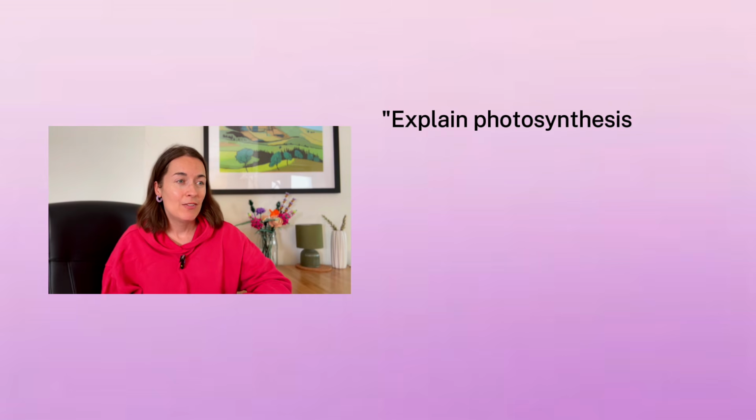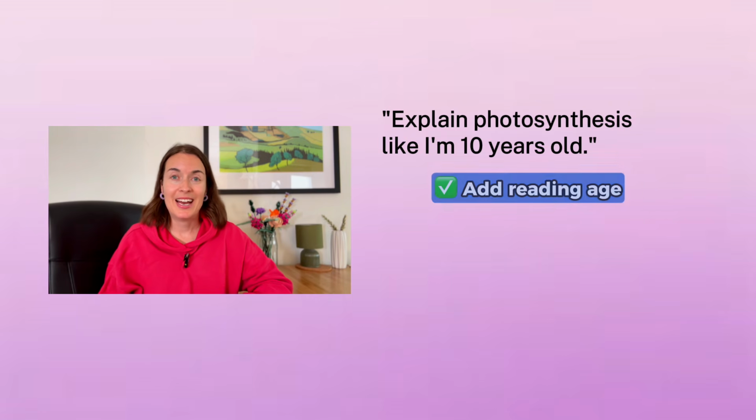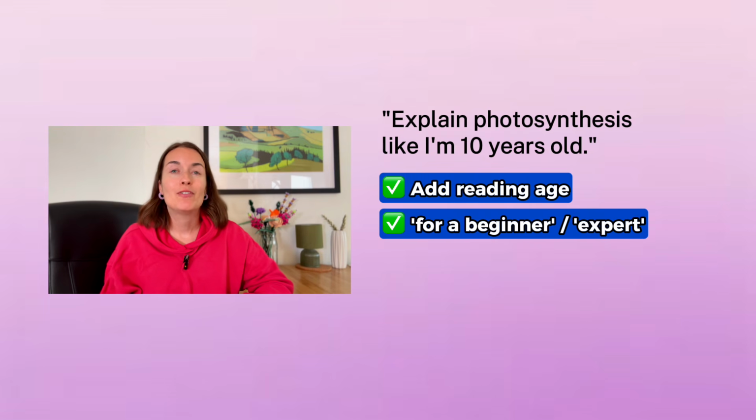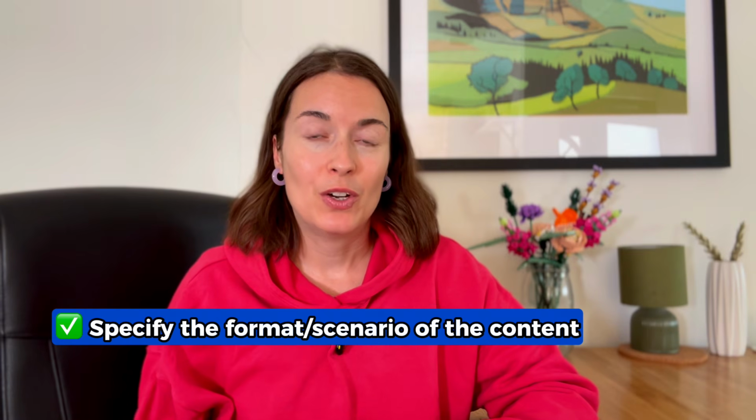And this happens because the AI doesn't have any way to know your audience, your goal, or your constraints unless you spell them out. So you can fix this mistake by saying something like, explain photosynthesis like I'm 10 years old. So simply adding the age or the phrase for a beginner or for an expert can completely change the quality of the output. It's also useful to specify the format or the scenario as part of the context.